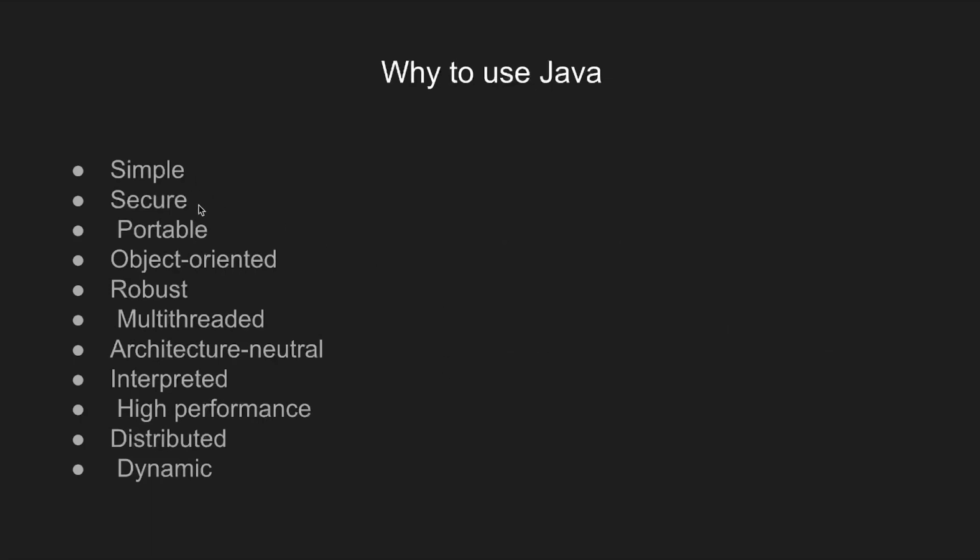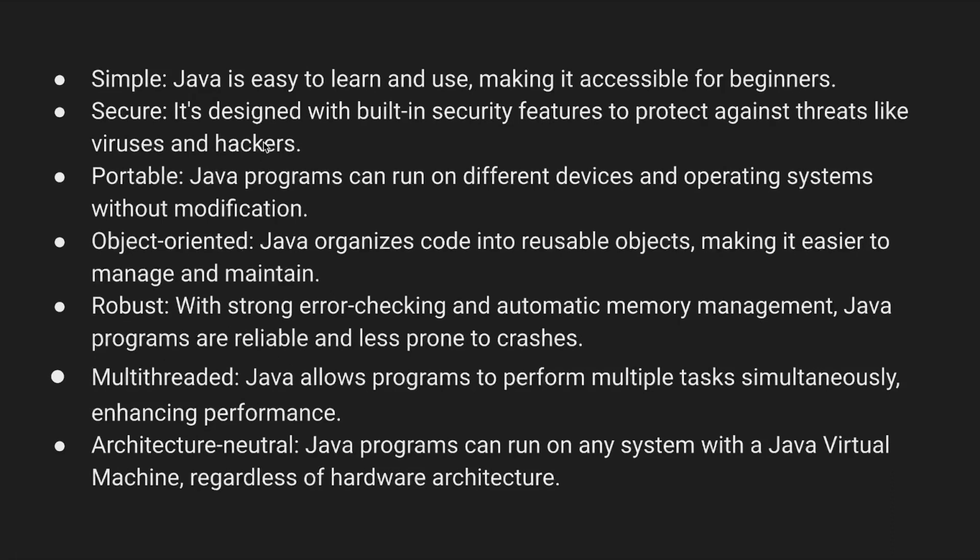Java is really simple, secure, portable, object oriented, robust, multi threaded, architecture neutral, interpreted, high performance, distributed, and dynamic. These are a few of the keywords that I would like to mention about Java. Why should you use Java? Here I have explained everything in really simple words so that everyone can understand. I'll also share the slide in my description so that you can use it anytime. I have made everything in really simple English for everyone to understand. Even beginners can understand what I have written.